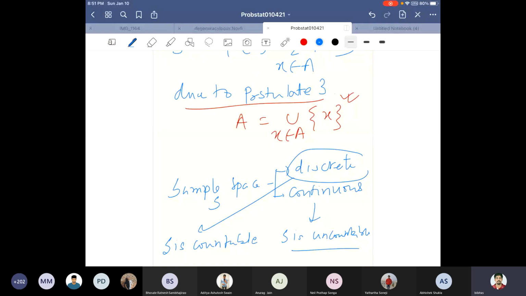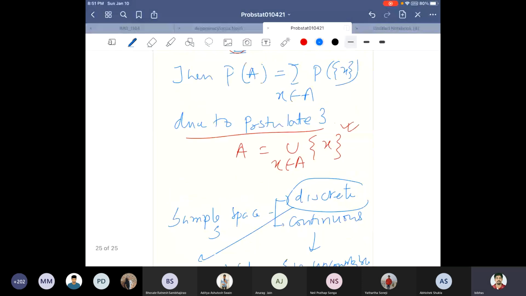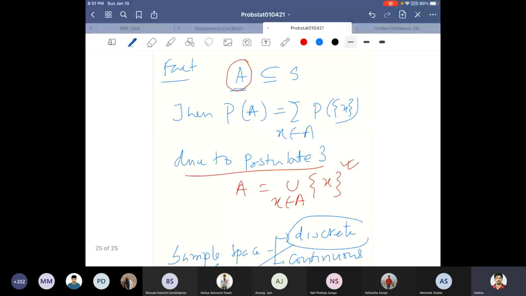But this is the basic difference: sample space when it is discrete and when it is continuous. This is the thing which we did in lecture 1, and then we said, okay, this is a very important thing actually here. This part is very important. That means what is happening here.